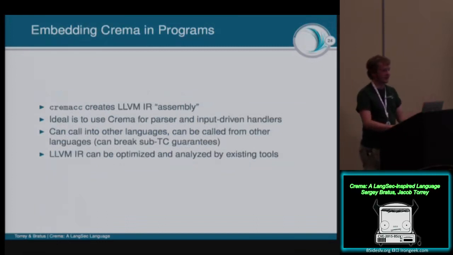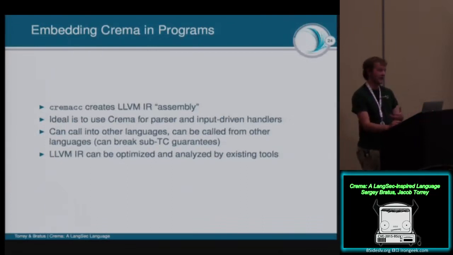I kind of mentioned this, but with Crema CC you can have it output a binary for whatever platform you're on. Since it's using LLVM, it can support x86, 64-bit, ARM. It can run just-in-time compiled down to whatever platform you're running on, or it can be interpreted. You can also have it output LLVM assembly code, which is the intermediate representation, and then embed it in other stuff. The ideal would be to use Crema right off the bat for anything that's input-driven or parsing, and then use your existing language to deal with the cleaned-up data you've already got from Crema.